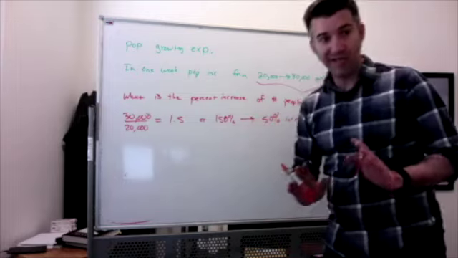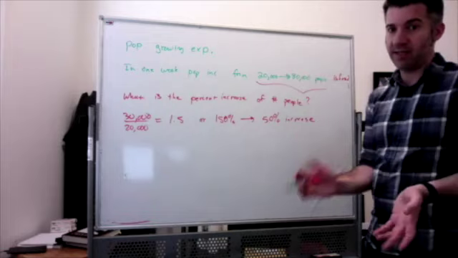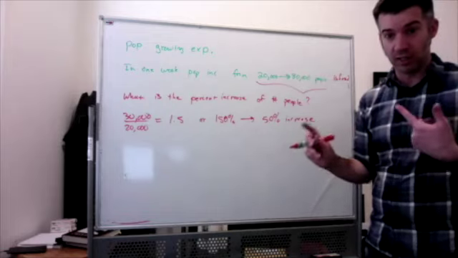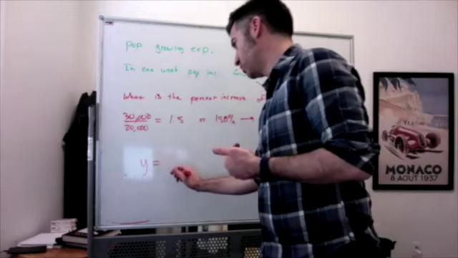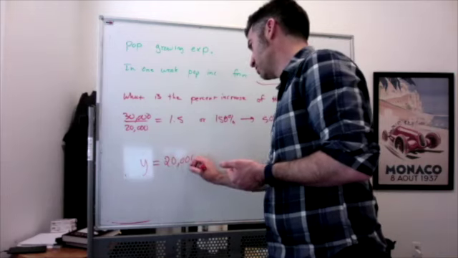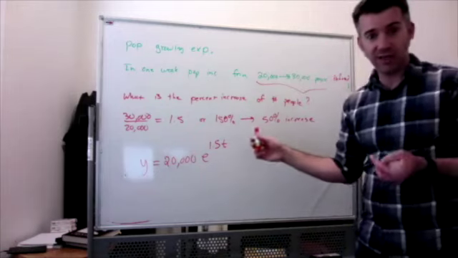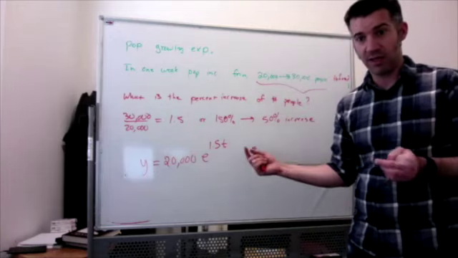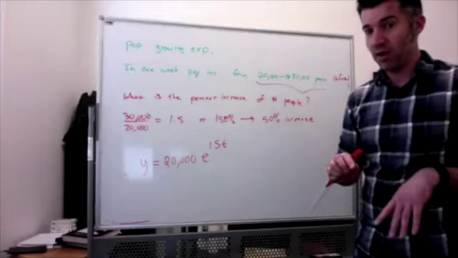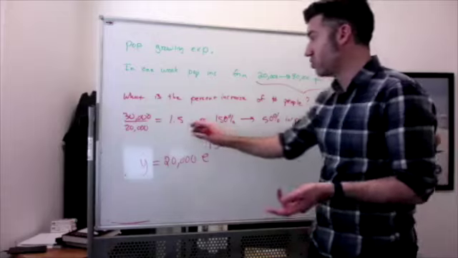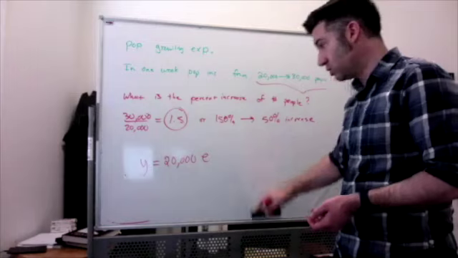But what I want to point out here is that if I said, write the model using this, the model is not going to be y equal to 20,000 e to the 1.5 t. Your percent increase is not the same as your rate of growth. It's similar, they're not far from each other, but to find k, we can't just assume it's this 1.5 value. What we have to do instead is use the data.